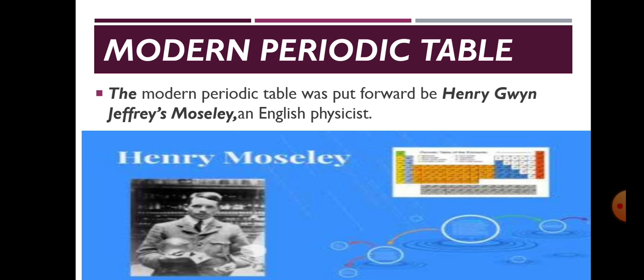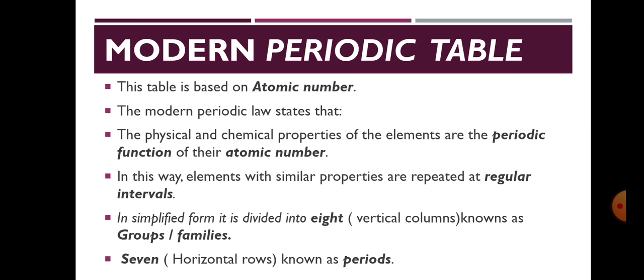Now, the modern periodic table was put forward by Henry Gwyn Jeffreys Moseley. He is an English physicist. The modern periodic table is based on the atomic number. Now, what is the atomic number? Atomic number means the number of electrons or protons present in an atom.